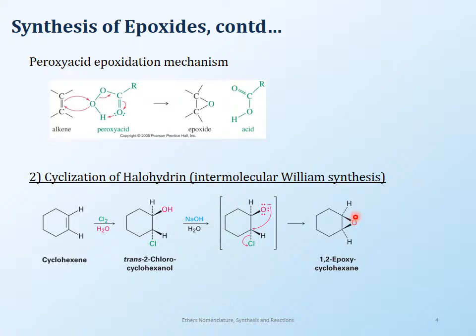Again, the epoxide that you will form now is going to be only one-sided. The nice thing about this reaction is you don't get a racemic mixture, you only get one kind. That's the nice thing versus the peroxy acid, except that if you are using a symmetrical compound, you don't have to worry about racemic mixtures.